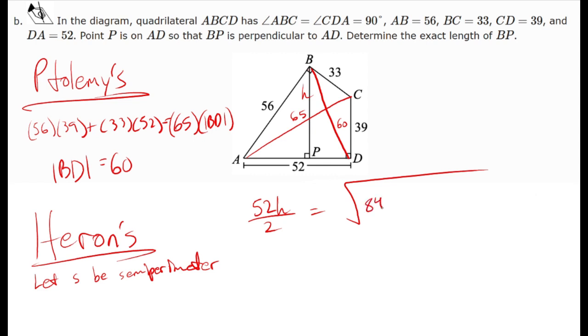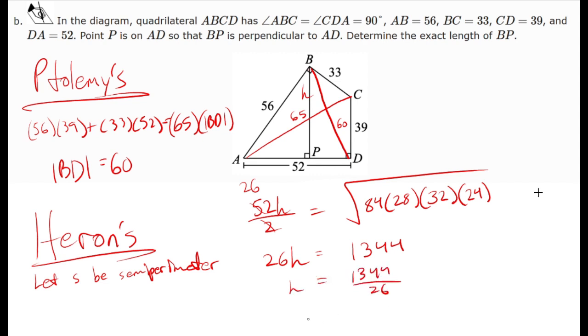So 84 times 84 minus 56 is 28, times 84 minus 52 is 32, and 84 minus 60 is 24. So that comes to 26H, and this actually comes out to an integer value, 1344. H is 1344 over 26, which becomes 672 over 13, and we're good to go.